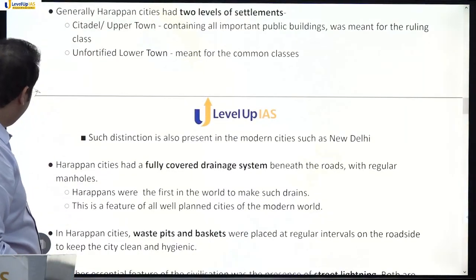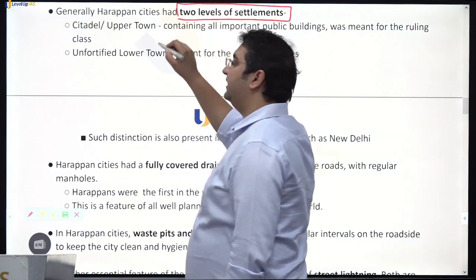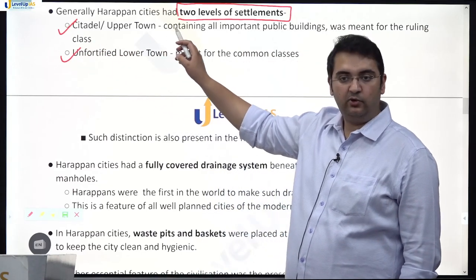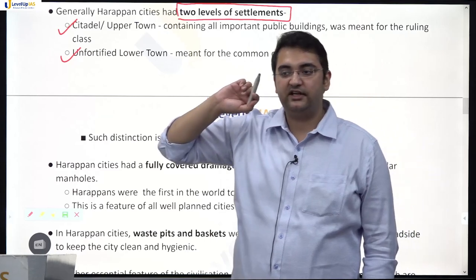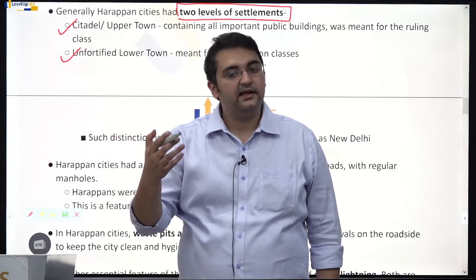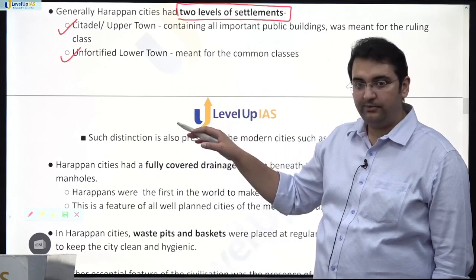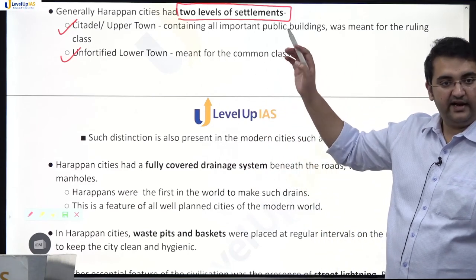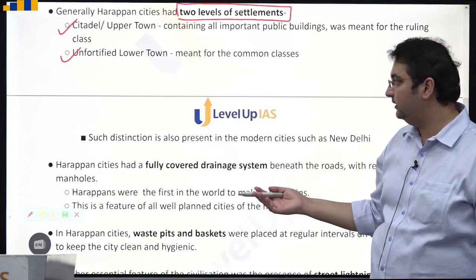Second feature of Harappan town planning: they had two levels of settlements, a citadel and a lower town. The citadel or upper town was fortified and the lower town was unfortified. What was the purpose of this distinction? Hierarchy. Which kind of hierarchy? Political and economic hierarchy. The ruling class would be living in the fortified settlement, the common people living in the other areas. Can you find this kind of differentiation in present day cities? It is still visible, for example, Lutyens' Delhi and the rest of Delhi.